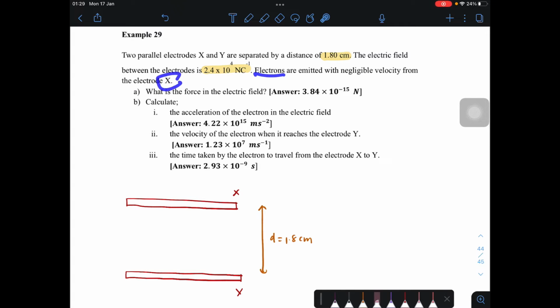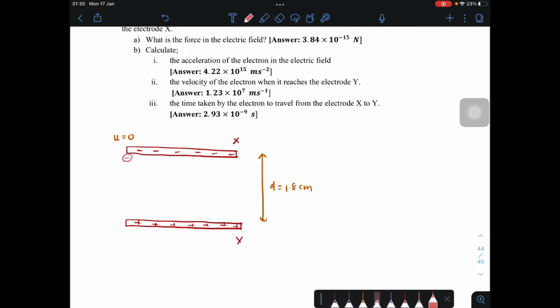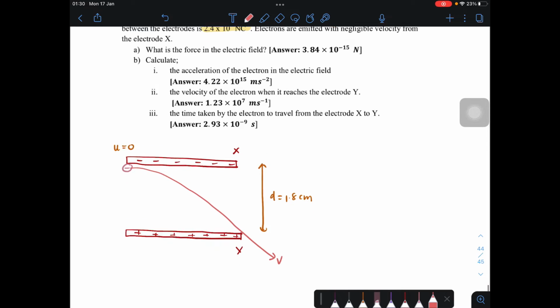So the electron comes out from electrode X, meaning that here is negative, here will be positive. So the electron will come from electrode X with negligible velocity. So it does have velocity but we will just neglect it. So when we neglect it, we can just assume the velocity is equal to zero. And then since it is an electron, it will deflect towards the positive plate, and then it will go like this, in a parabolic path. And then there will be a velocity here.